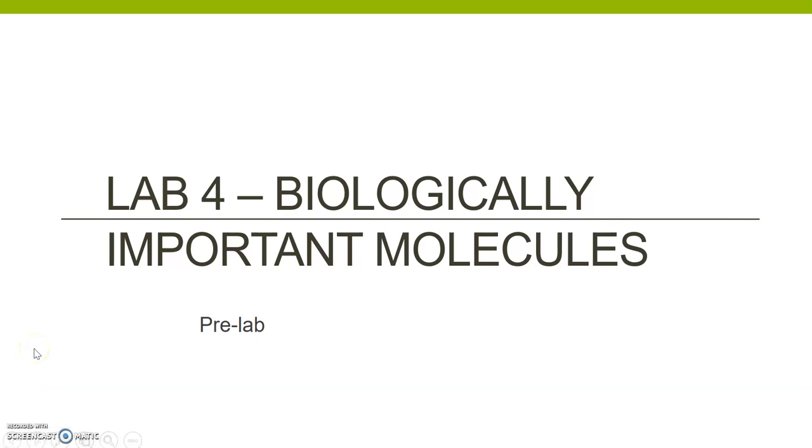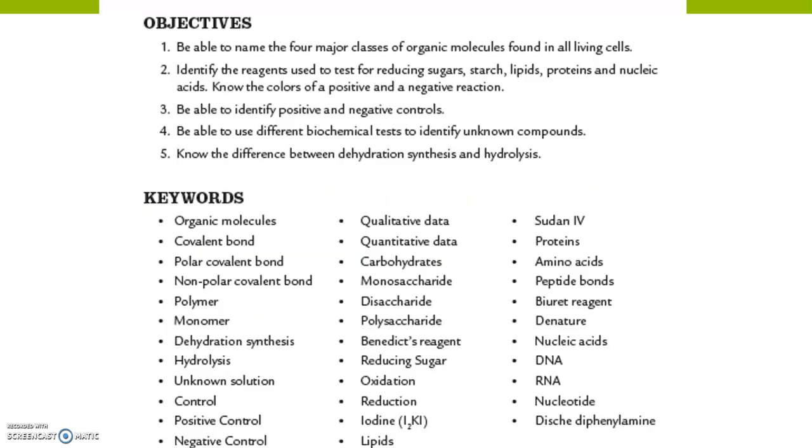So Lab 4 is going to be all about what are called biologically important molecules, or just BIM. You'll often see it shortened to BIM. So BIMs are biologically important molecules, which is what gives most living things their characteristics. We talk about 4 of these biological molecules. They are going to be used for things like storage and structures of all living things.